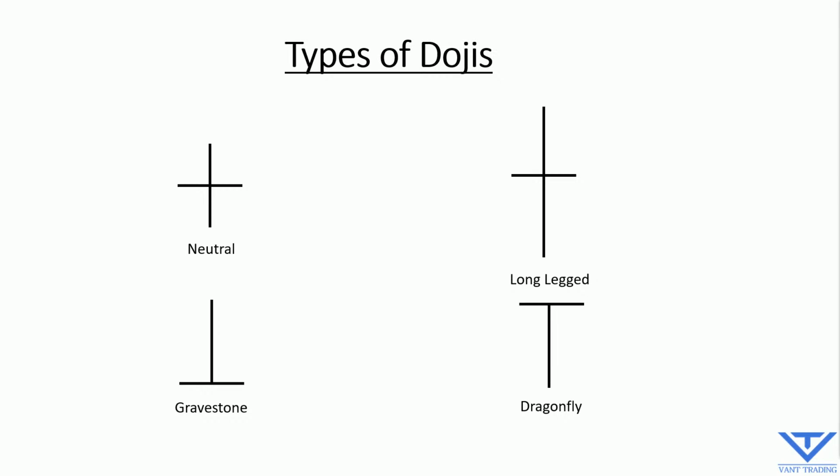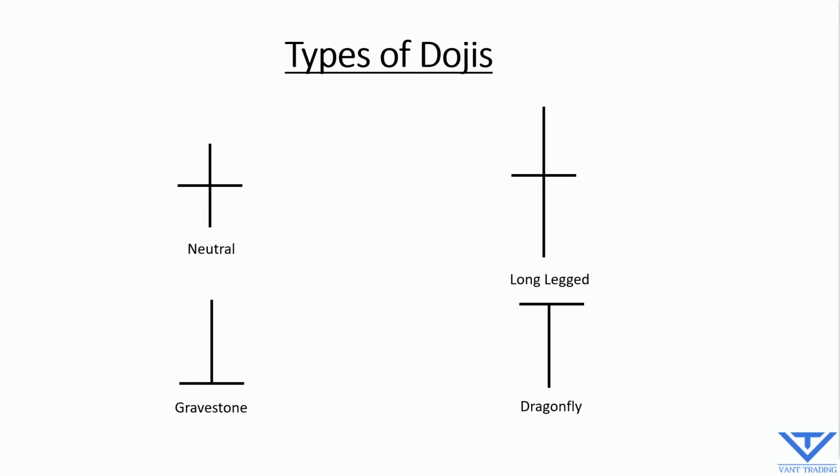Just some pictures there so you can visualize that neutral, that long-legged, that gravestone, that dragonfly. The names are just clever. You could call them something else if you want. I don't care so long as you know what that signifies, so long as you know that that open and close at the same price is important. It is significant because there was a stalemate here.